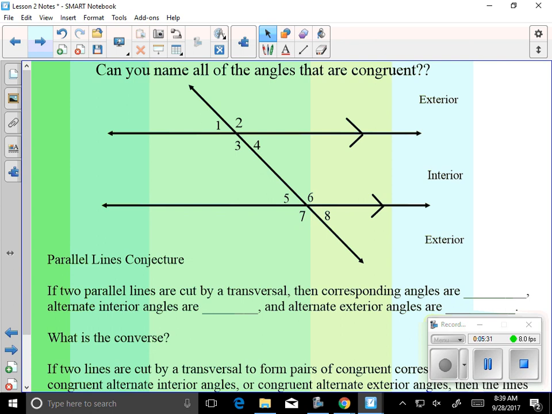Let's holler out some numbers here. Can you name all the angles that are congruent? We already did this, so I'm going to pick on some people because I think that's what's necessary right now. Okay. Kylie, can you tell me one pair of congruent angles?